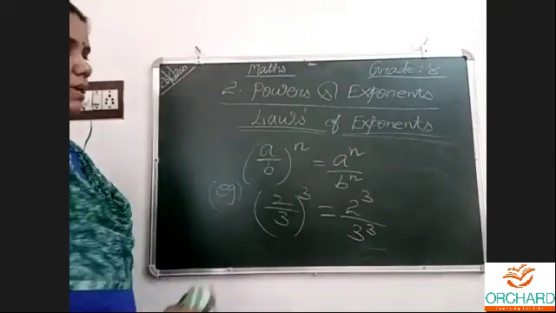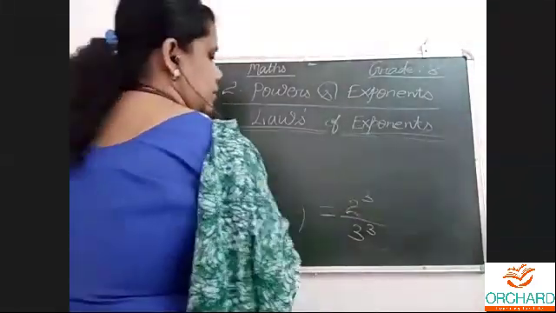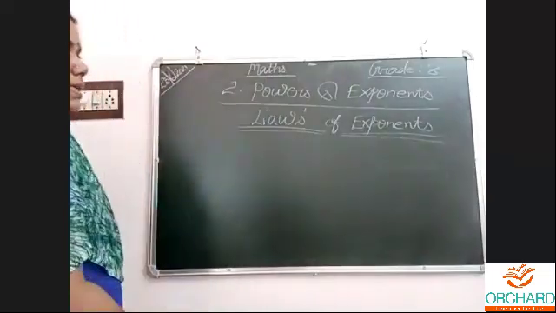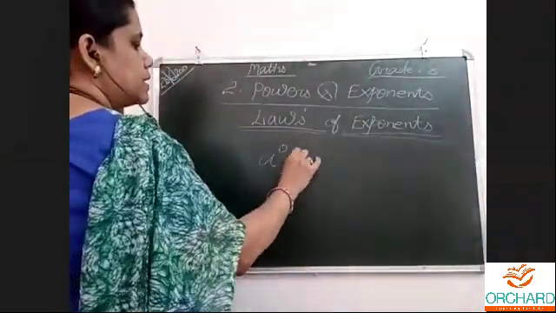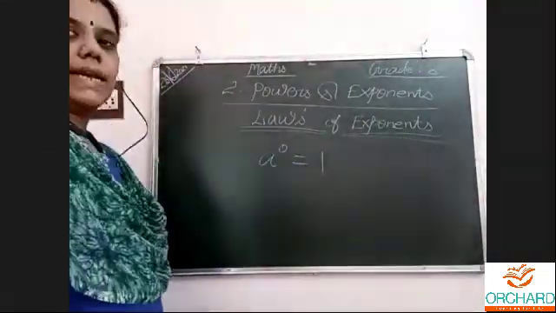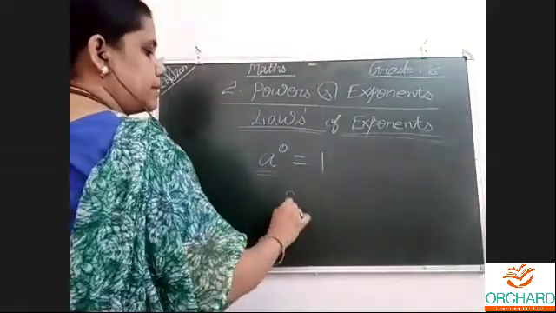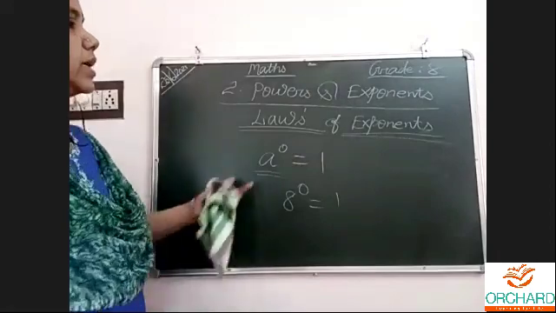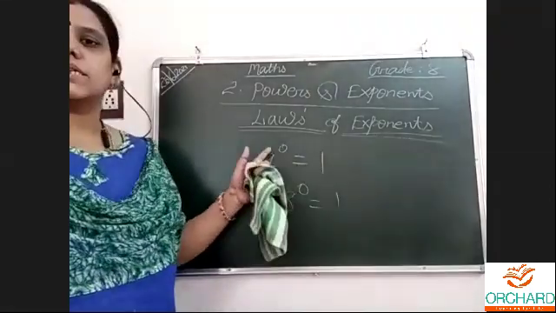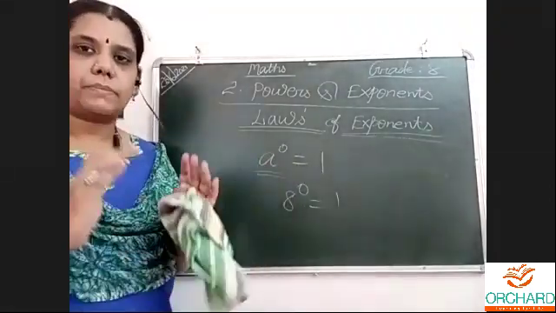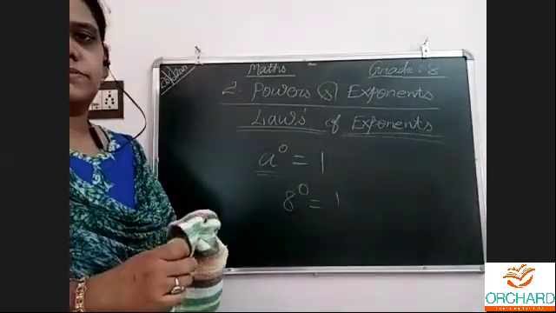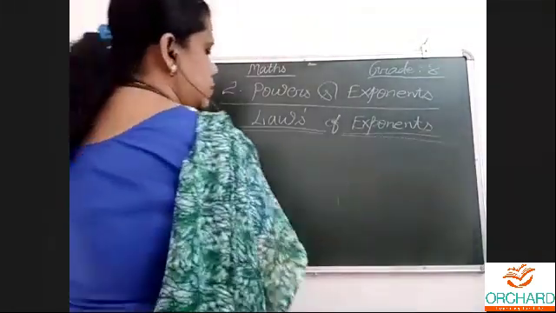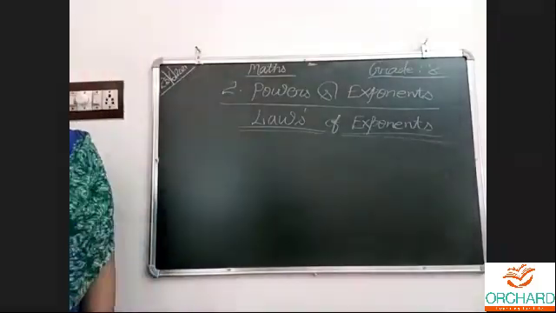Anything power 0 is 1. That is one law. A power 0 is 1. Any base, it can be 8 power 0, 1000 power 0, anything. When the power is 0, the value of that particular thing is always 1. 1000 power 0, 100 power 0, all 1.